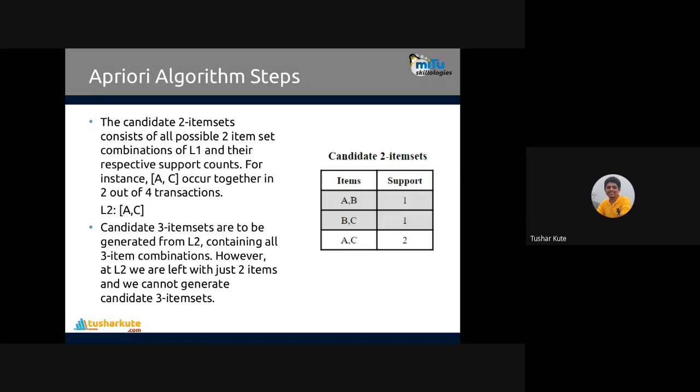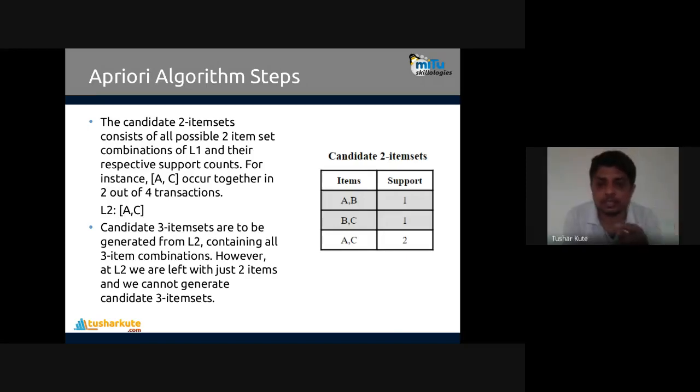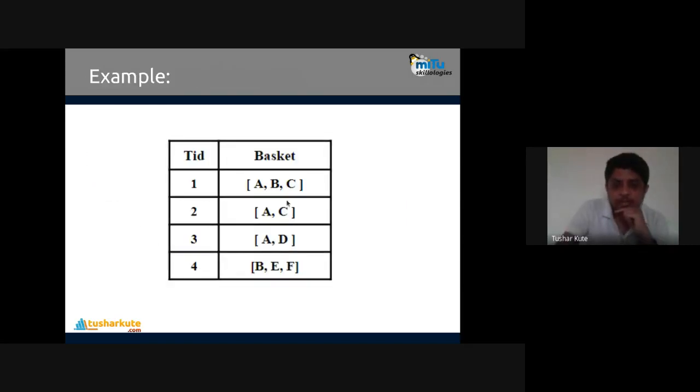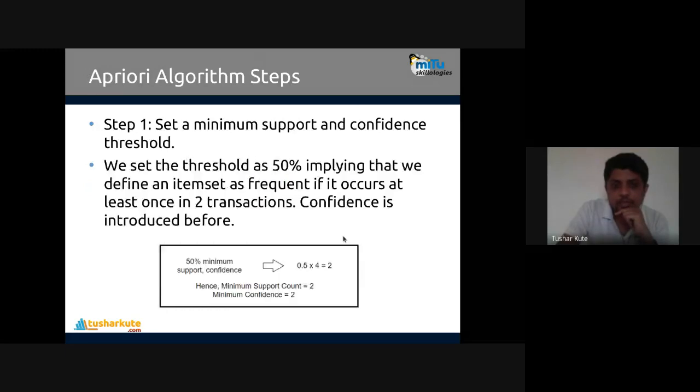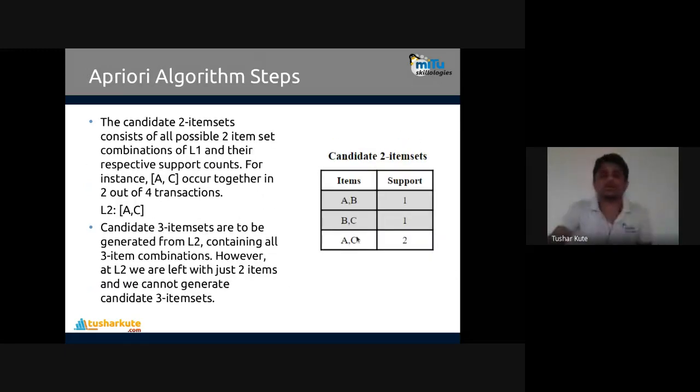Now, how many combinations of A, B, C are there? See the data shown in the candidate 2 item set here. Candidate 2 item set consists of all possible 2 item set combinations of L1, the previous level, and their respective support counts. See, AB coming together 1 time, BC coming together 1 time, and AC coming together 2 times. Out of 4, see this. AB, BC, and AC. So AB 1 time, BC 1 time, and AC 2 times. Here also and here also. Get it? That's what candidate 2 will have.